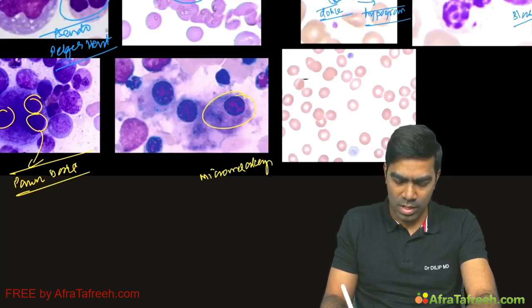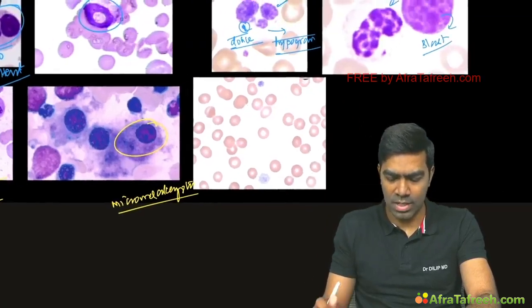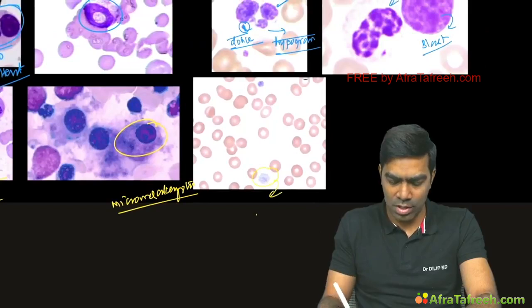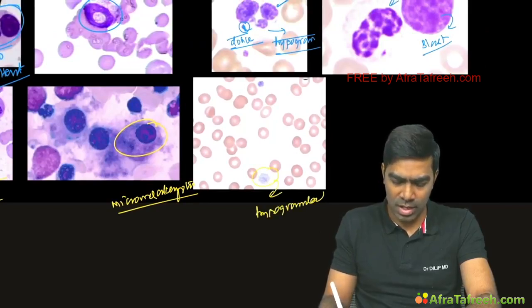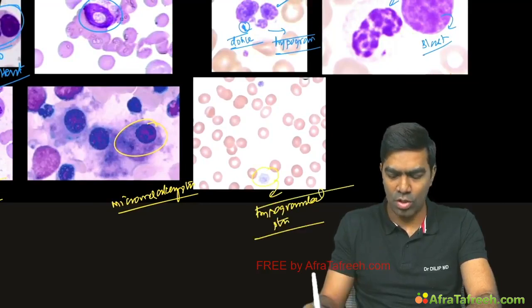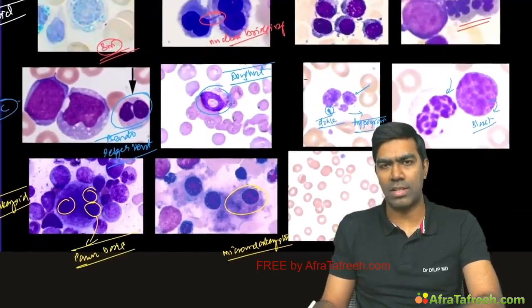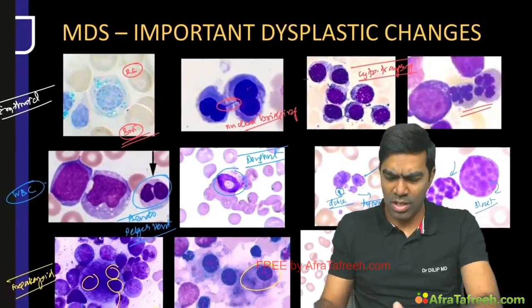Micro megakaryocytes, again an example of a dysplastic change, and here is an example of a hypogranular and a giant platelet. Hypogranular platelets, which is also an example of a dysplastic change. So these are some important dysplastic changes.